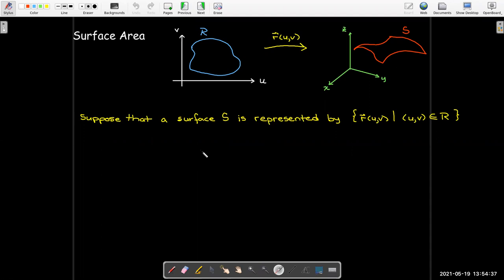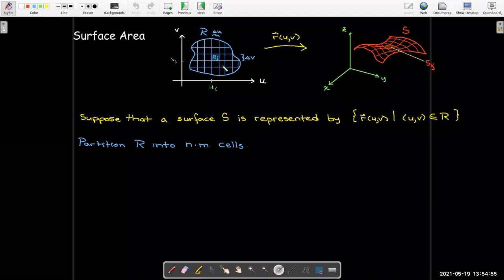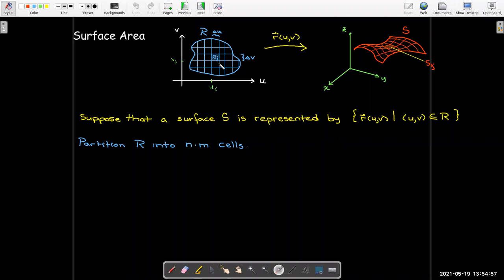So how would we go about that? Well, we'll start by putting a mesh on our region in the uv plane. Each cell in the mesh is going to measure delta u by delta v, except for on the boundary, but we handle that just like we did with double integrals.